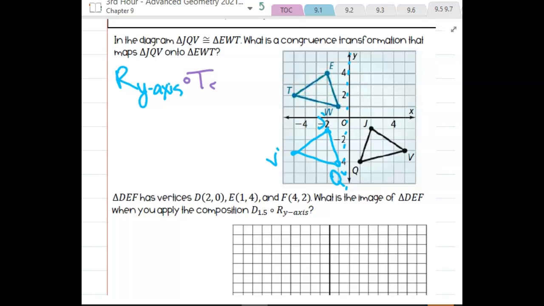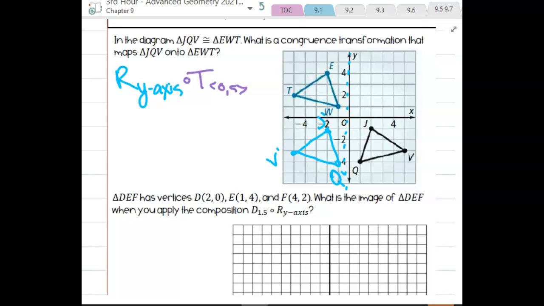And remember, for the translations, the rule is in x, y. It tells you how you're going to move on your x-axis, so left and right, and how you're going to move on your y-axis. Do I need to move this figure left or right? No. So it's going to be 0. How far up or down do I need to move it? 5. So 0, 5. That's going to be your transformation rule, okay?